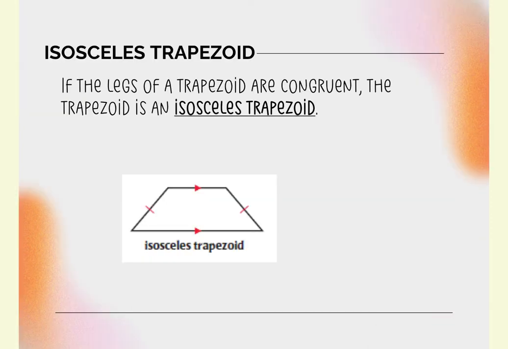An isosceles trapezoid is a trapezoid that has congruent legs. So the two legs are congruent. They are still not parallel because then it would make it a parallelogram, which it's not. But they are congruent. So one pair of parallel sides and then one pair of congruent legs.